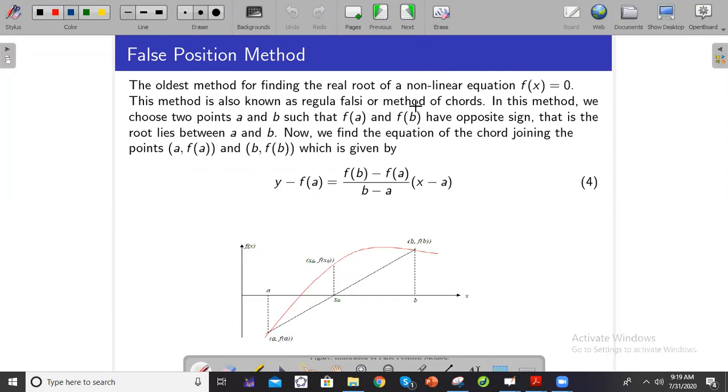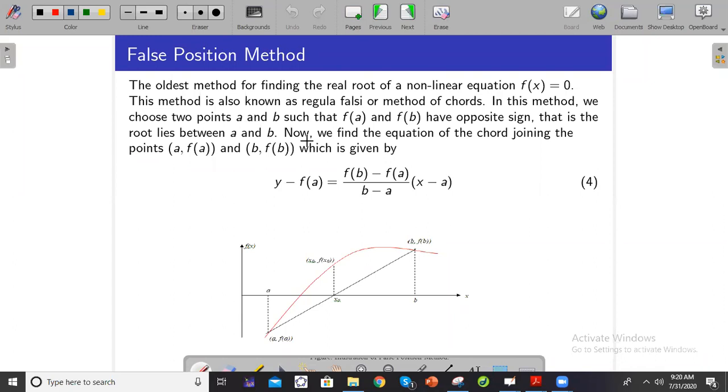In this method, we choose 2 points A and B. We have a continuous function defined on some closed interval AB, where f(A) and f(B) have opposite signs. We choose 2 points A and B such that f(A) and f(B) have opposite signs, that is, the root lies between A and B. If this condition holds, we claim our root lies between A and B. The function should be continuous and defined on some closed interval AB, where f(A) and f(B) have opposite signs, then the root lies between A and B. We can follow the false position method if we have this condition.